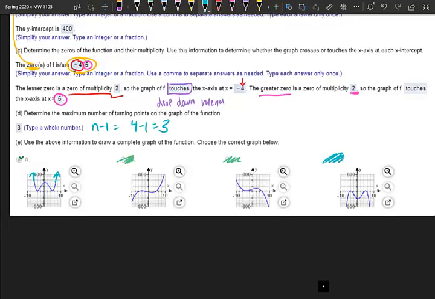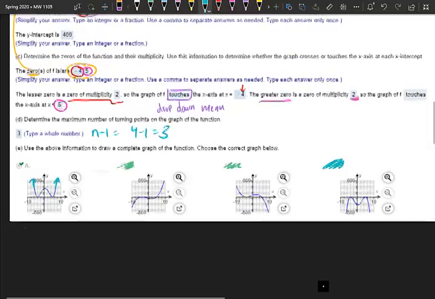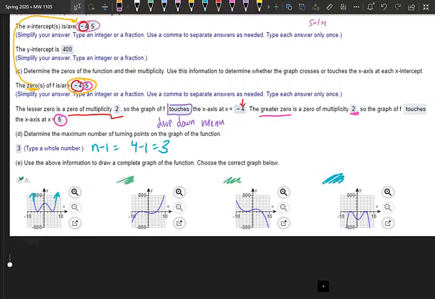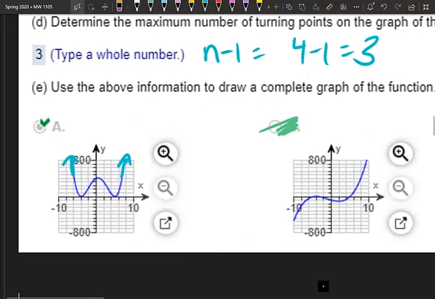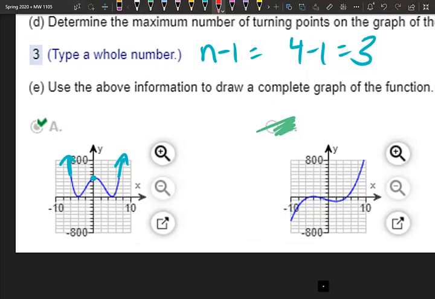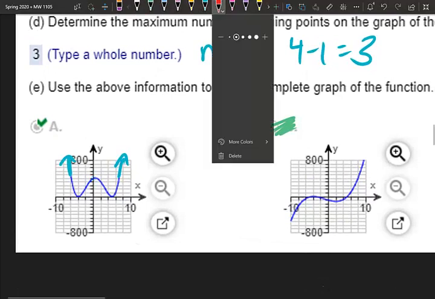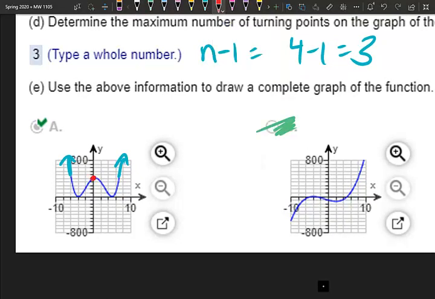Also, we can prove it to you, because here, our y-intercept, let me zoom in a little bit, is 400. So that does match with the information we have. We also have x-intercepts at -4 and 5. So this would be -4, and this would be positive 5. And they both touch at those points. Not cross, they touch. So that's how we will know A is our graph.